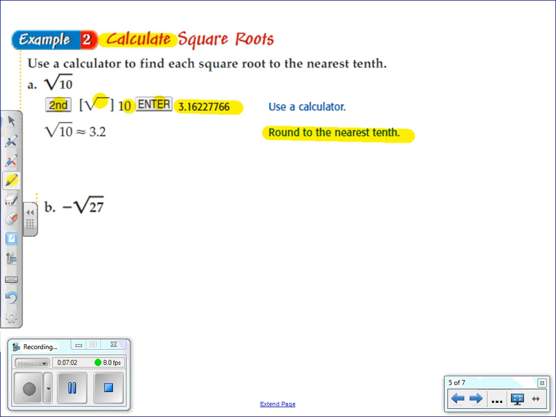And if it asks you to round to the nearest tenth, you will write approximately, notice the change in sign from equals to approximately 3.2. Same with the next one. B, negative the square root of 27.